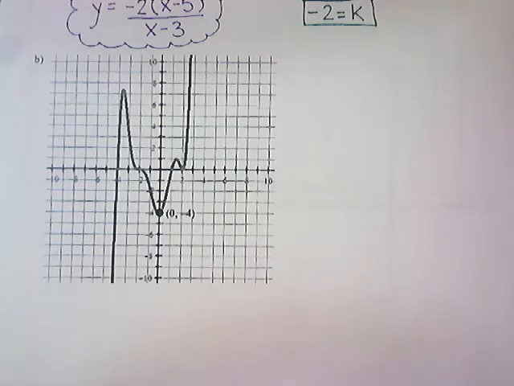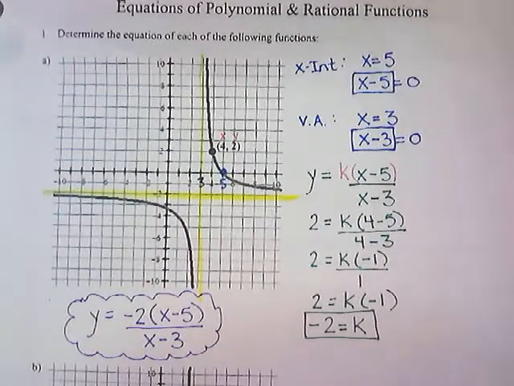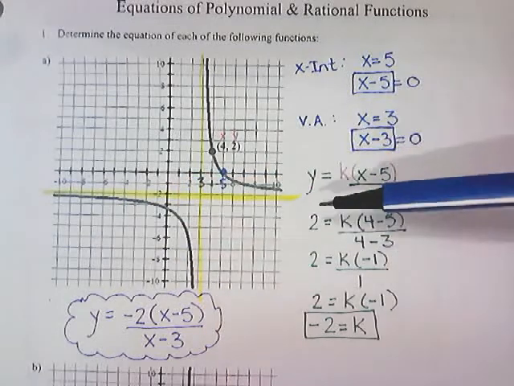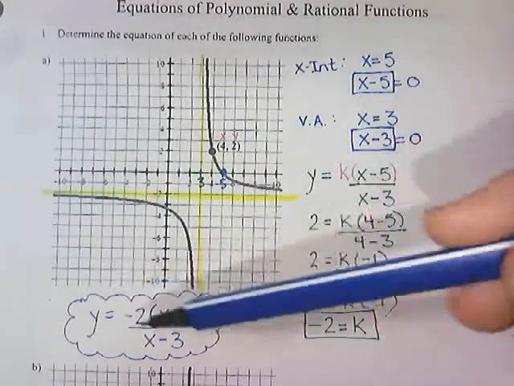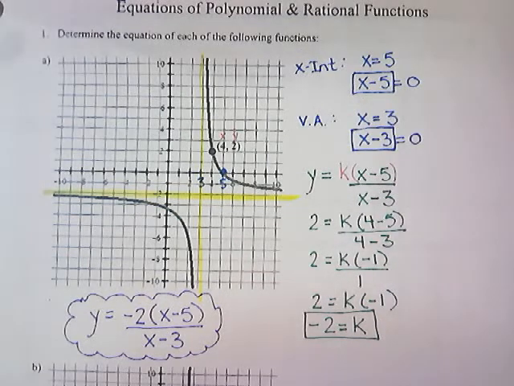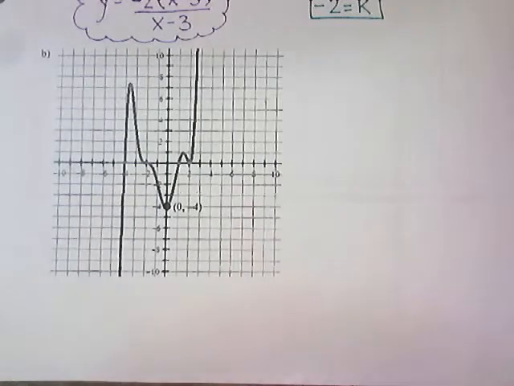This is part 2 of our lesson on equations of polynomial and rational functions. So in question number 1, we had a rational function. I can tell because it had asymptotes. We used the x-intercepts and the asymptotes to help us figure out our equation. This one is a polynomial function.